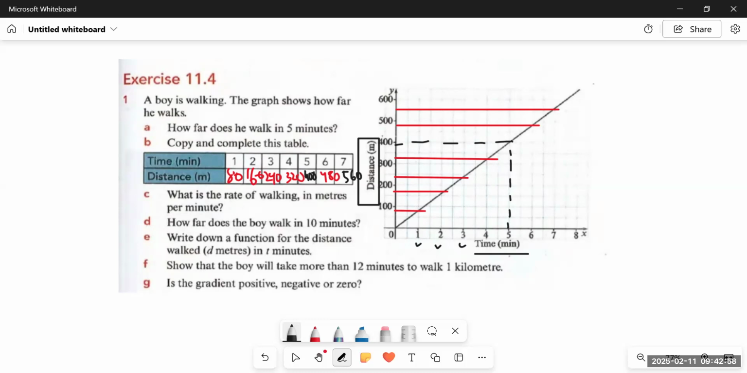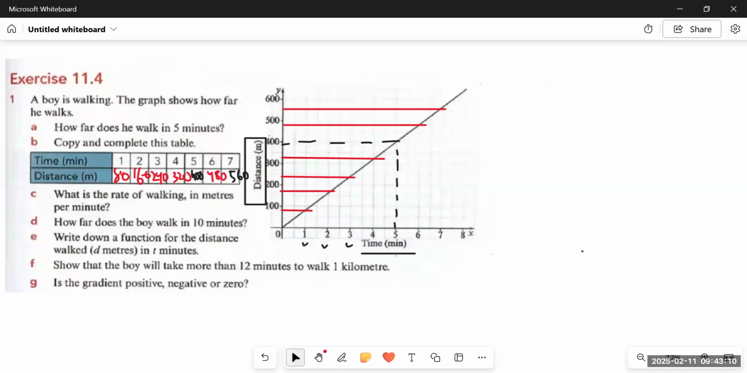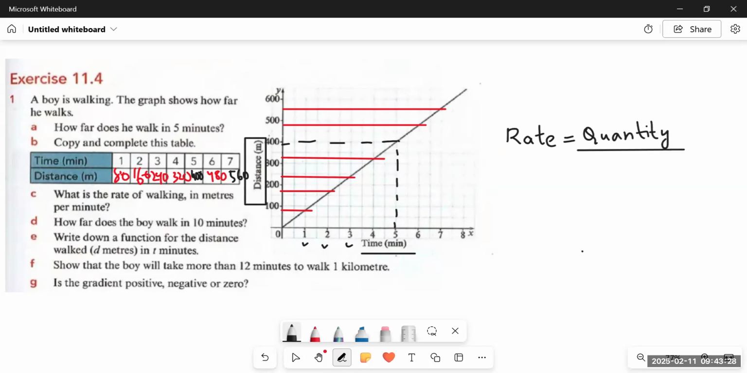Now, next they are saying, what is the rate of walking in meters per minute? If this part had been given before part B, it would have become very easy for us. Why? Because they are asking what is the rate of walking. So keep this in mind: how do we find the rate? Rate is very simple to find. What you have to do is put the quantity in the numerator and time in the denominator to find the rate.